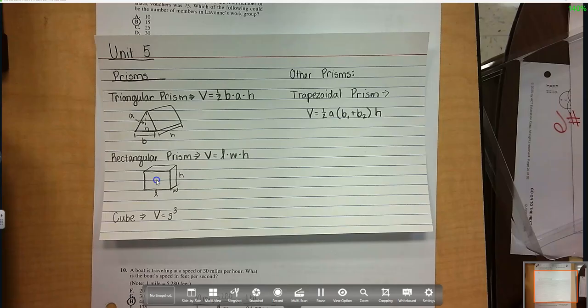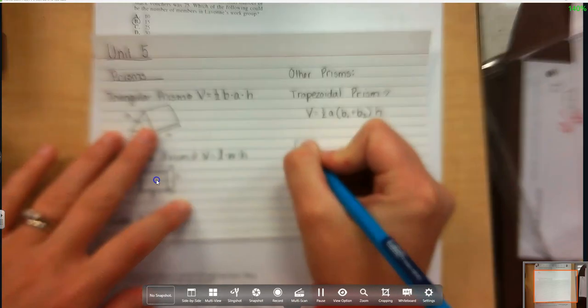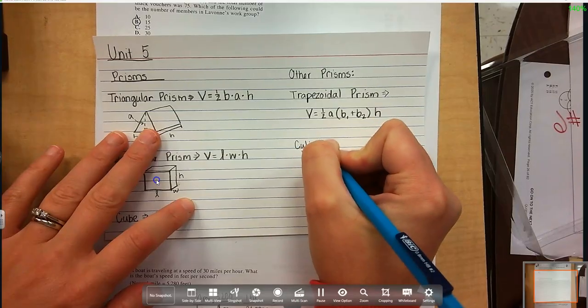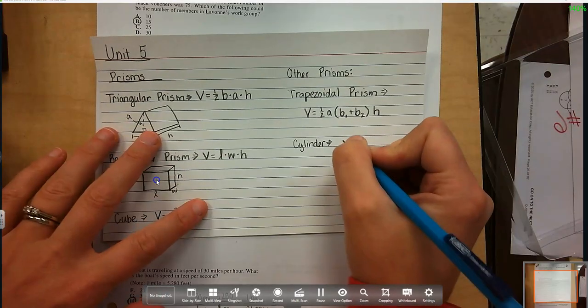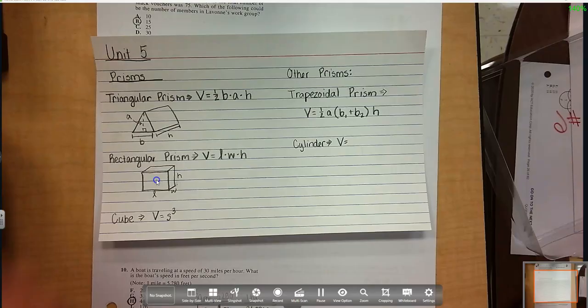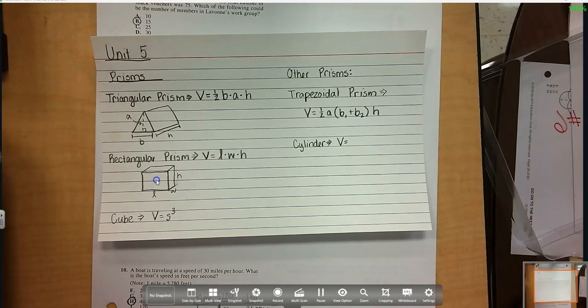And then, technically, this one is not a prism. But I'm going to go ahead and add it to the note card while we're working on it. It acts like a prism. So, the other one that we're going to see a lot here is a cylinder. A cylinder is not really a prism, but it acts just like a prism. What shape is your base on a cylinder? Circle, right? What's the area of a circle? Anybody remember it? Area of a circle?